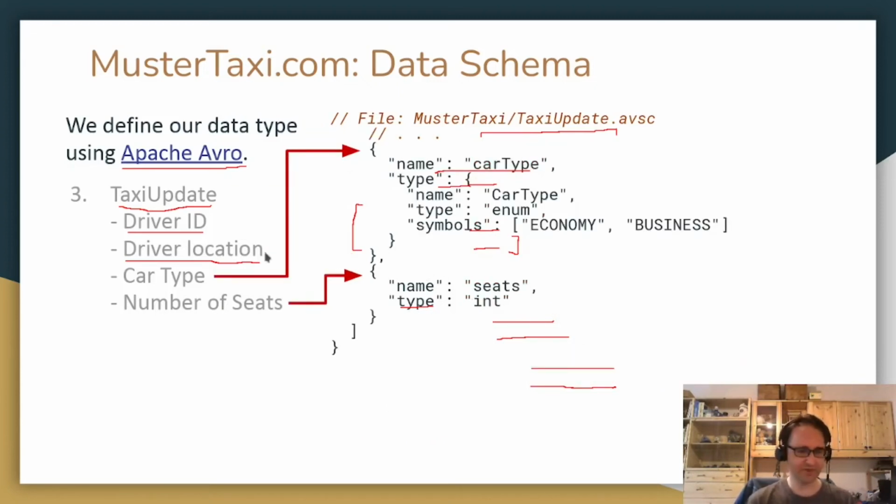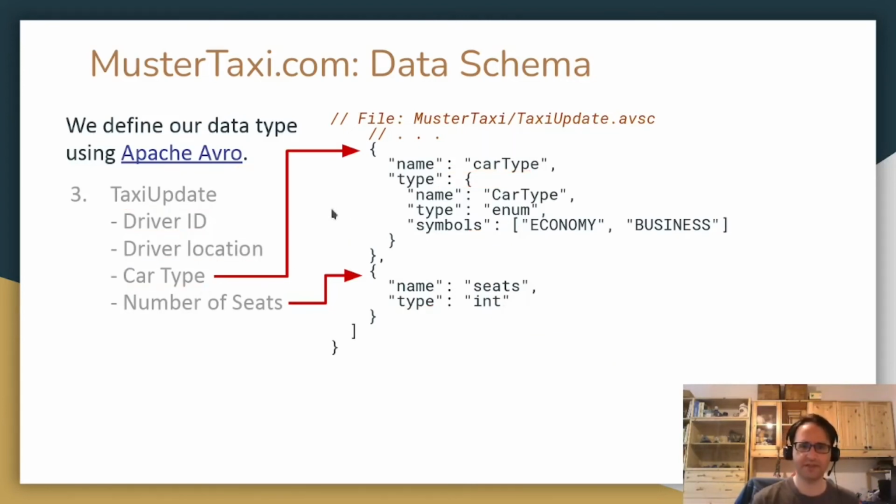Then we have a few more fields. We have the car type, and the car type in this particular case is over here. We have two types of cars: the economy car and the business car. So in this case, we define them as symbols. Instead of a type like int, our type is actually an enumeration. We're naming it car type, with these two values, economy and business. Finally, we define the number of seats, which is a simple integer.